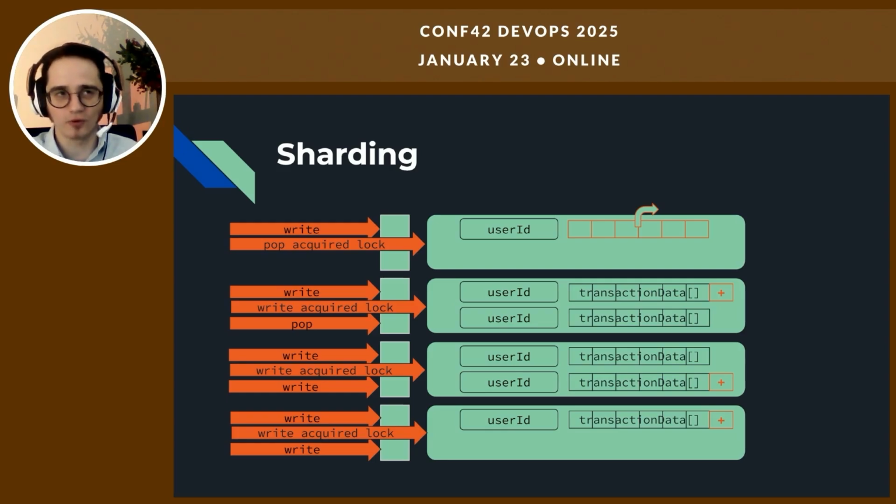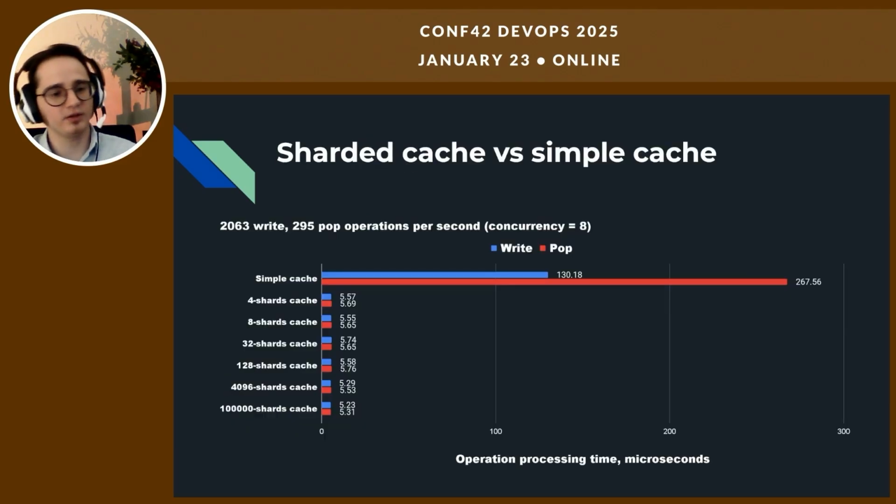Can we have 10 or 100 shards? Would it practically help? That's where I have to run the tests and check it. Here you can see the comparison between using just a simple mutex and sharding with different amounts of shards. The load here is around 2000 write operations, 300 operations per second, and the concurrency is 8. The concurrency is the amount of threads that can be run simultaneously in the environment that I'm testing on.